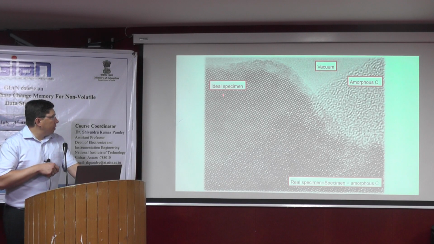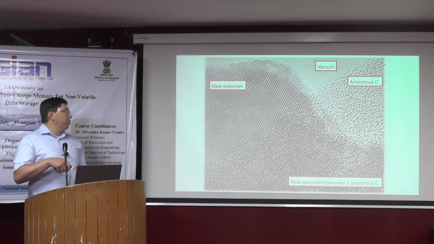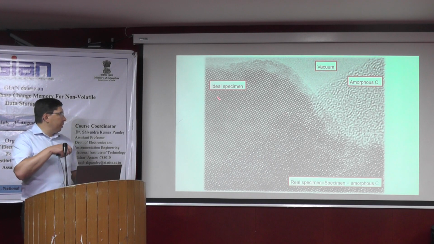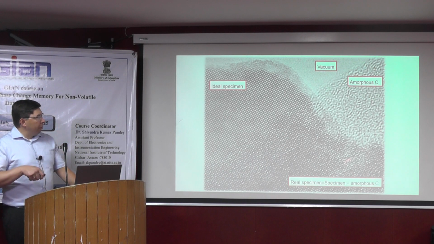We know this is the support, this is the vacuum, and this is our specimen. This is nice, and it has very nice contrast. We can distinguish between atomic columns. Maybe you have some amorphous layer on top, but it's not too much. It's a pretty nice area.